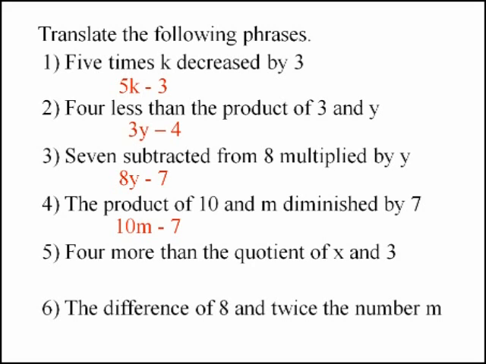4 more than the quotient of x and 3. You could say 4 plus x divided by 3, but it'd be better to say x divided by 3 plus 4. 4 more than the quotient of x and 3. You can hear the difference. You could also write it this way: 4 more than x over 3. X over 3 is x divided by 3. And finally, the difference of 8 and twice the number m is going to be 8 minus 2m. That one goes in order.